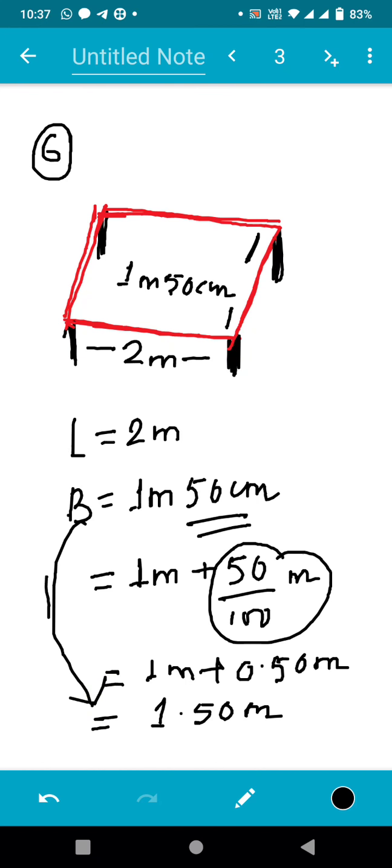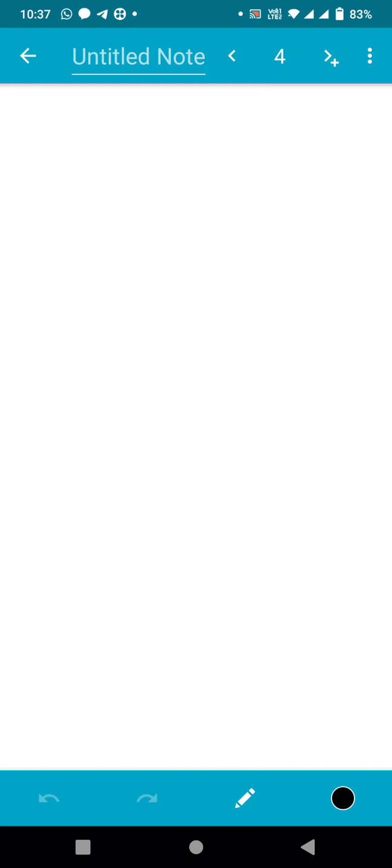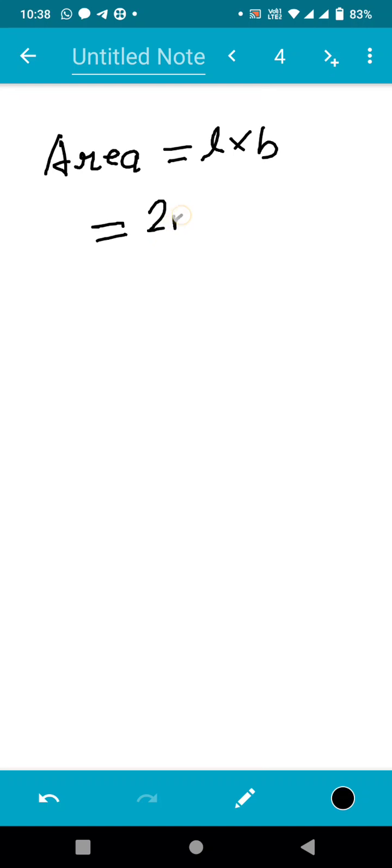Now simply you have to find the area. So now you will write, area would be equals to length into breadth. As the tabletop is in the shape of a rectangle, so we will use the formula of a rectangle, and that is equals to length into breadth. Now what is the value of length given in the question? It is given 2 meter, and what is the value of breadth we found? That is 1.50 meter.